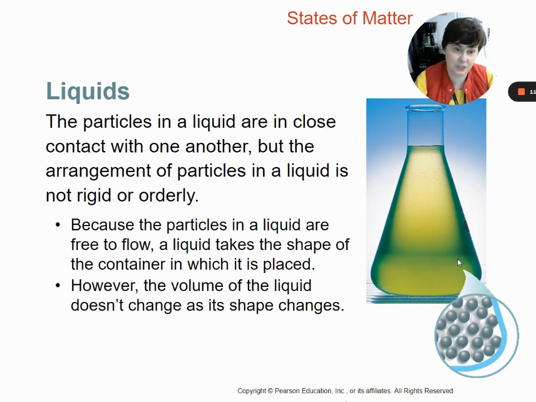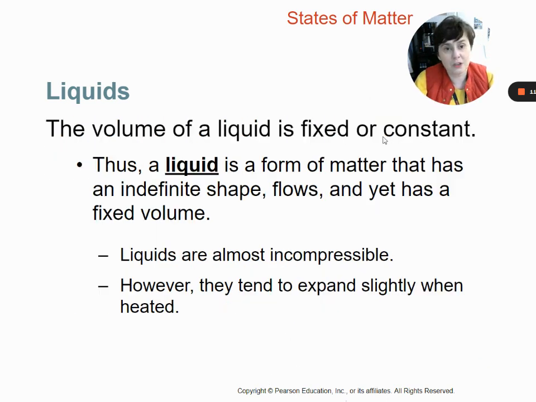The volume doesn't change. The shape can change, but the volume doesn't change. So we say indefinite shape, but a definite volume. What else can we say? Volume is also definite, fixed, or constant. Liquid is a form of matter. Again, indefinite shape, it can flow and has a fixed volume.